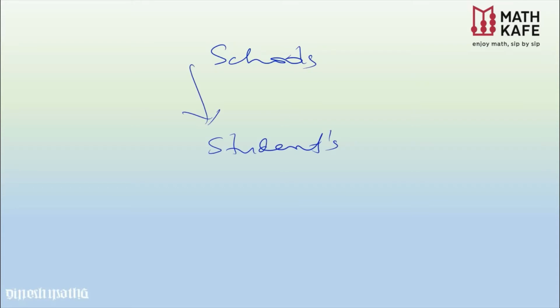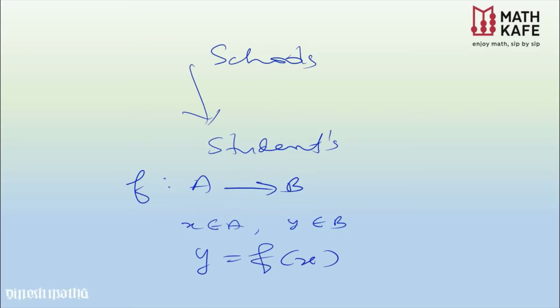A classic example for a function is your student life. You cannot study in two different schools at a time, because you can study only in one recognized school at a time. Usually if it is a function from A to B, we write it as f from A to B. x is an element from A and y is an element in B. We usually write y equal to f of x. y is a function of x.